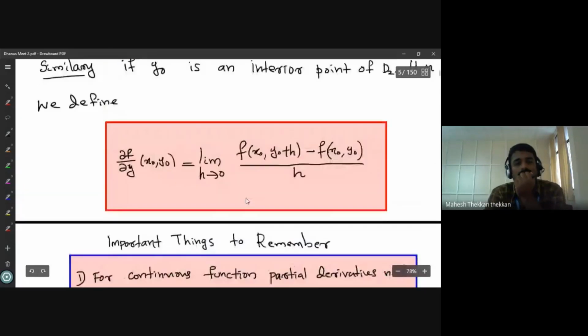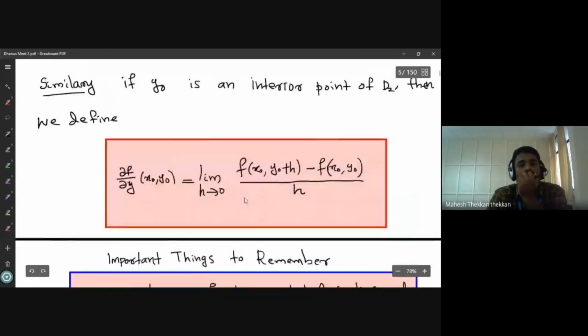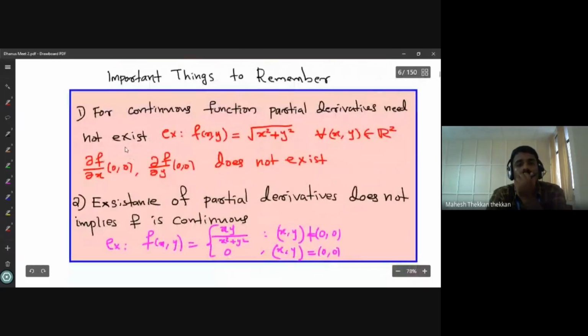The important things to remember: first, for a continuous function, the partial derivatives need not exist. This is the example I discussed at that time: f of x y is equal to the square root of x square plus y square. We have seen that both partial derivatives, dou f by dou x at (0, 0) as well as dou f by dou y at (0, 0), do not exist for this function.